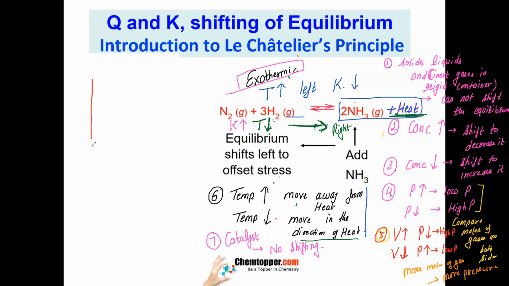So first of all, when you add a catalyst in a reaction like this is a reaction. Here is the energy. What kind of reaction is this? Endo, exo.